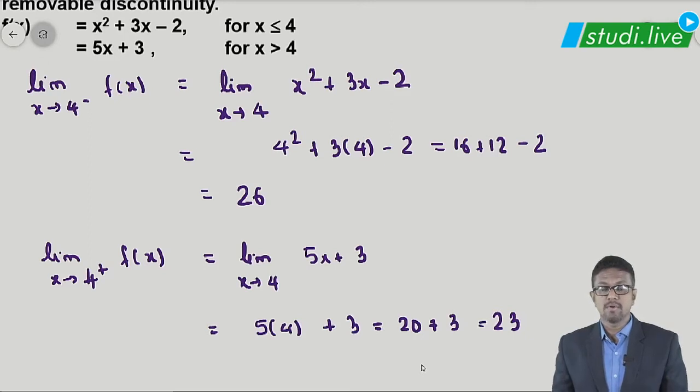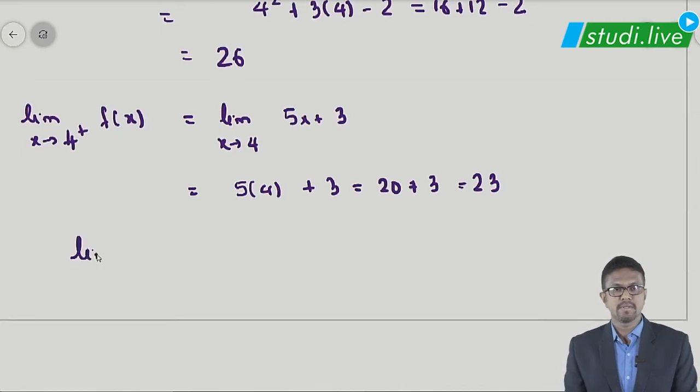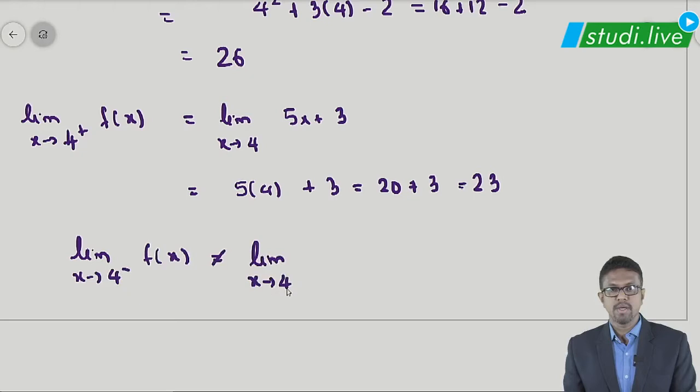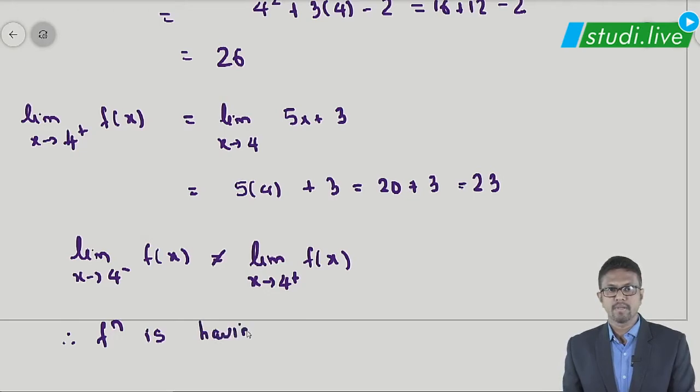So definitely what we can see is that the left hand limit is not equal to the right hand limit. We can say that limit x tends to 4 minus f of x is not equal to limit x tends to 4 plus f of x. So therefore the function is not continuous, or the function is discontinuous, but this discontinuity is a jump discontinuity. So the function is having jump discontinuity at x equal to 4.